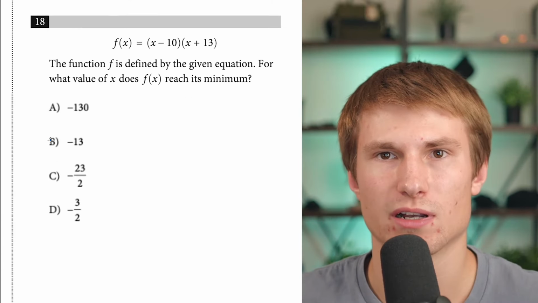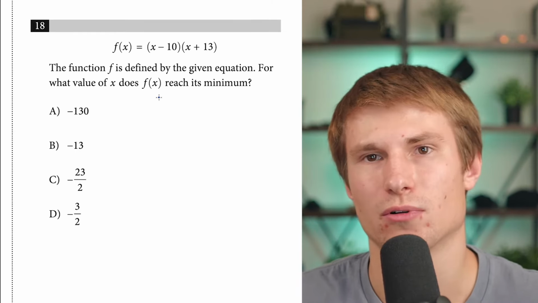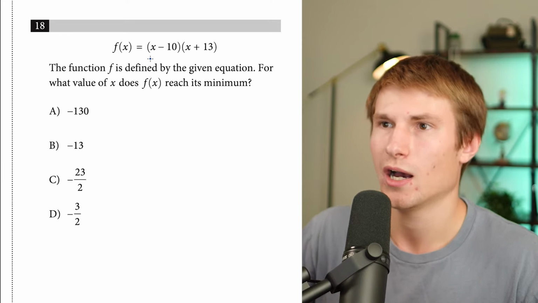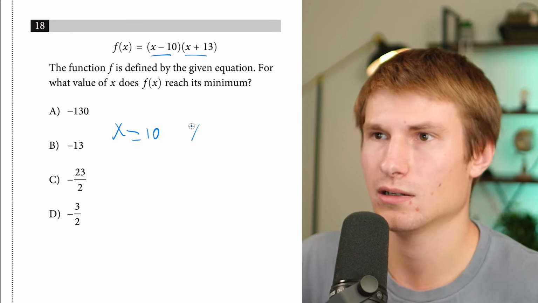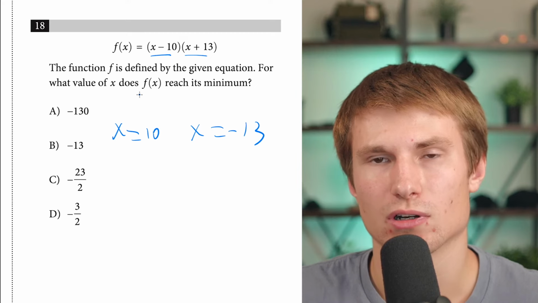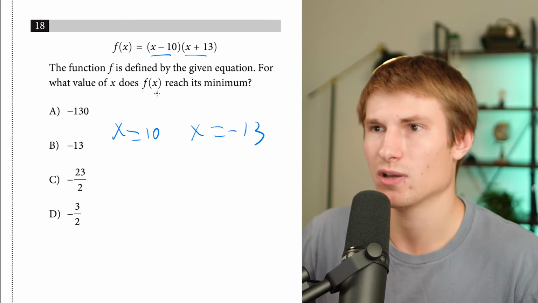Going on to question number 18, we've got function f defined by the given equation. For what value of x does f of x reach its minimum? I see this is already factored out, so our x's would be 10 and negative 13. Keep in mind that the x-coordinate of the vertex of the quadratic will always be at the midpoint between the two zeros.